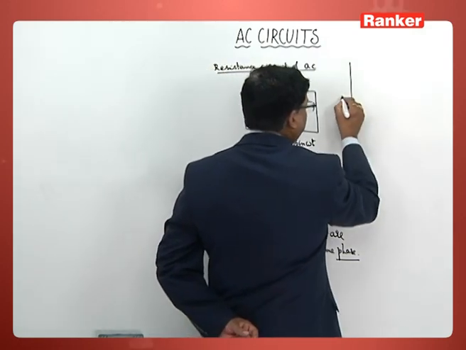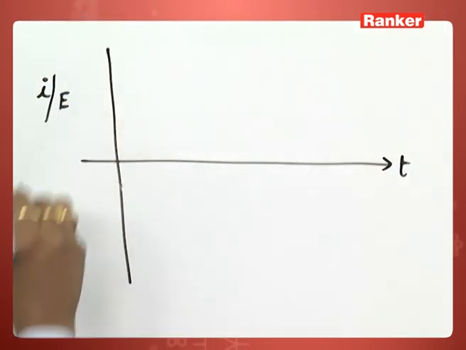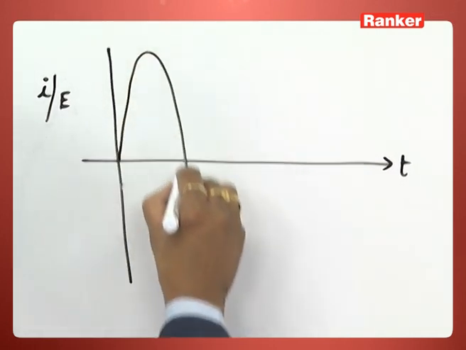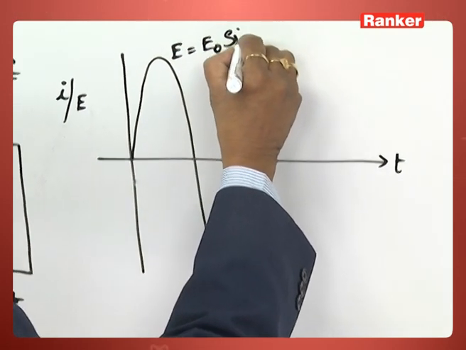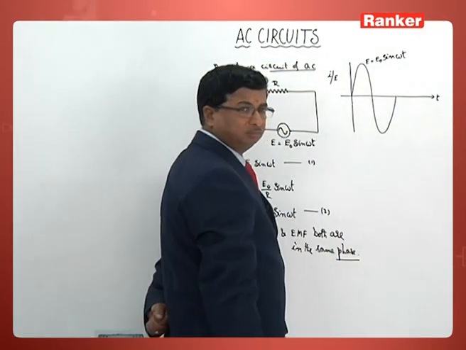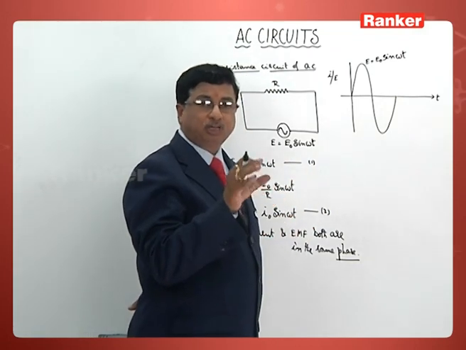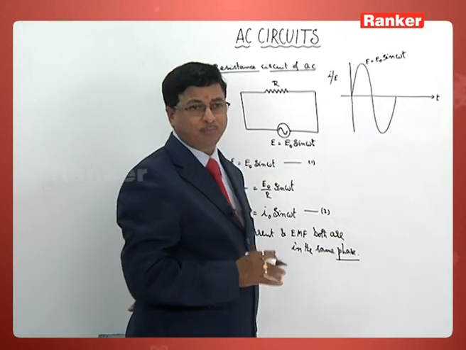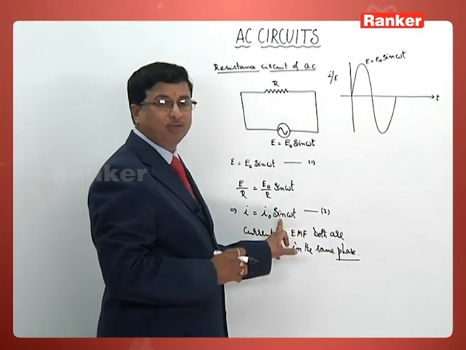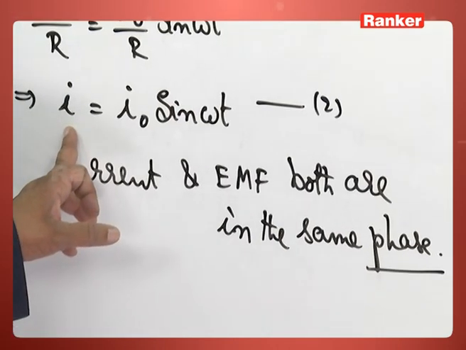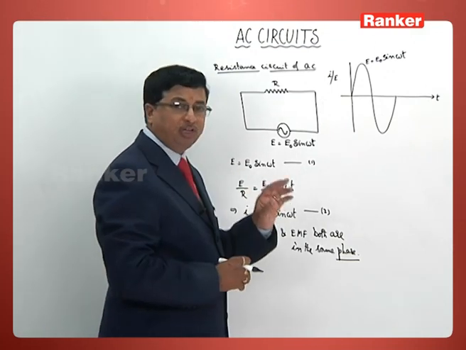Suppose I consider this as the time and this as either the current or EMF, then I'll be getting here a sinusoidal waveform for the value of E is equal to E naught sine omega t. That particular wave represents the EMF, in terms of the peak value of alternating EMF as well. Whereas when we consider the second equation, this also is a sinusoidal wave. But the magnitude of I and I naught will certainly be less than the magnitudes of E and E naught respectively.